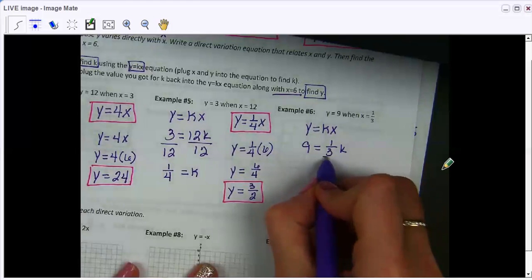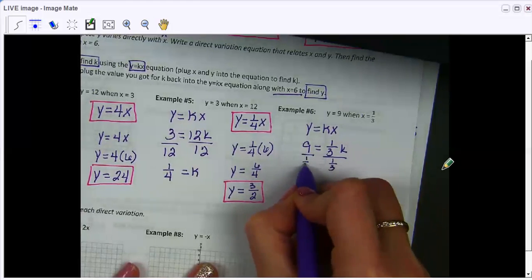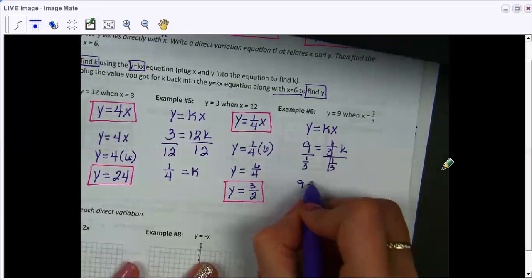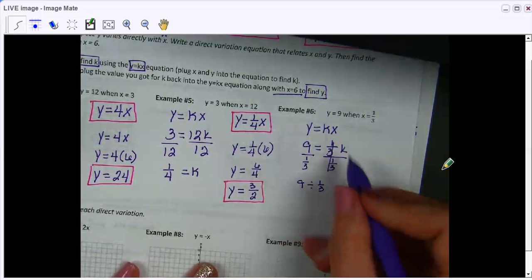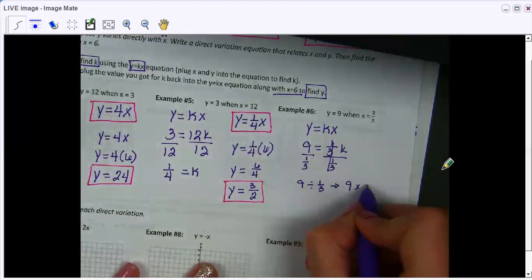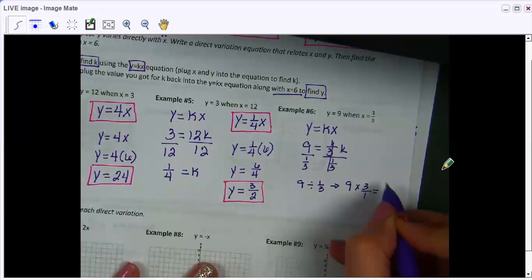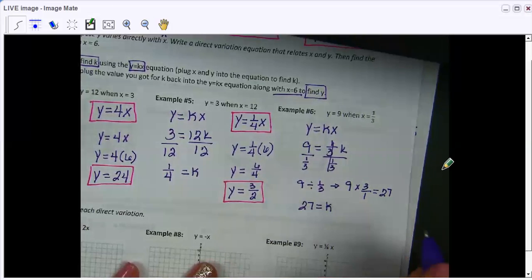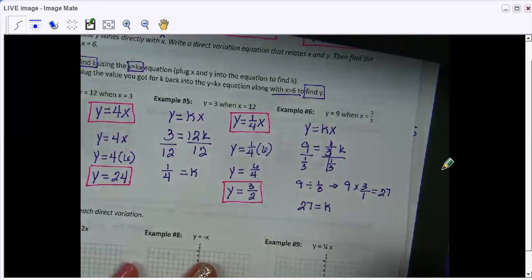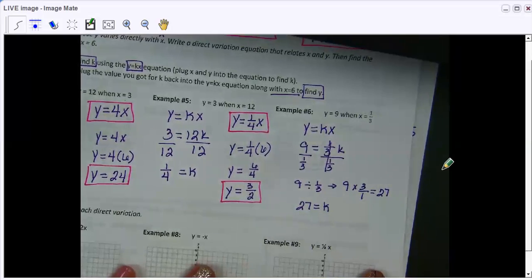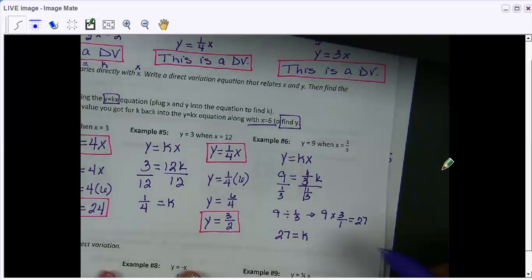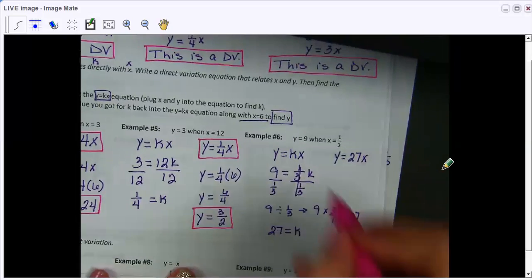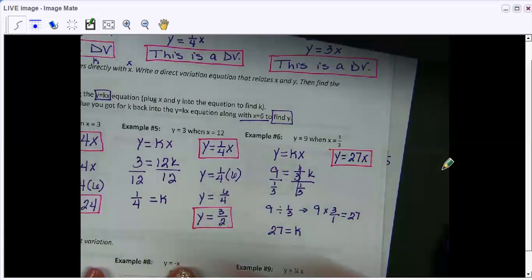So let me show you what's actually happening. When we divide both sides by 1/3, we get rid of this, we have 9 divided by 1/3. Well, we can't divide by fractions, so we change it to 9 times 3 over 1, which gives us 27. Okay, so the equation would be y equals 27x. And then we need to figure out what y is when x is 6 in that equation.